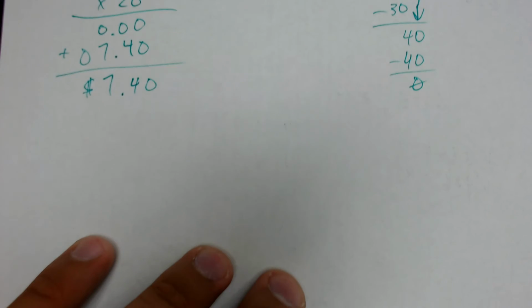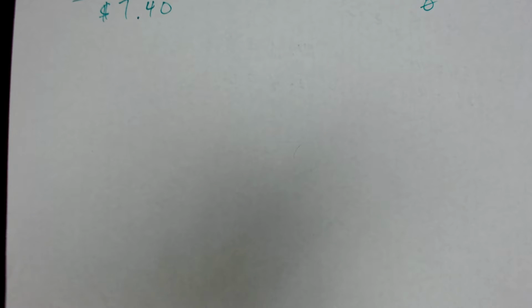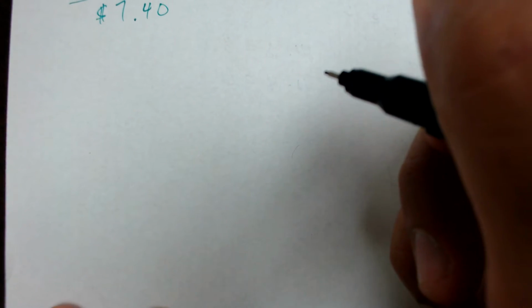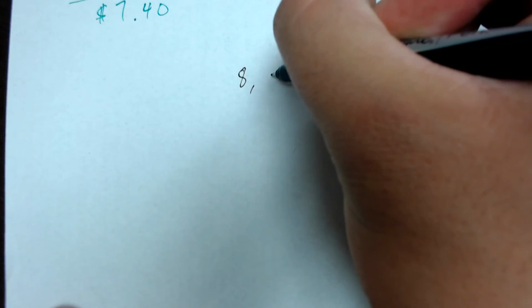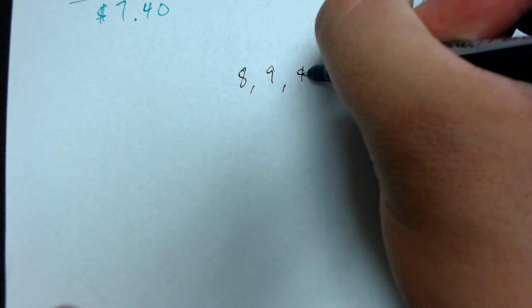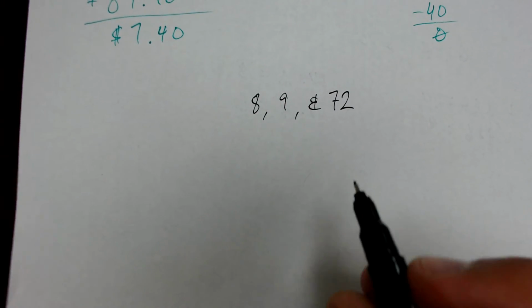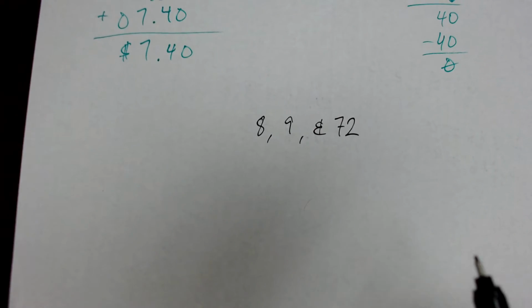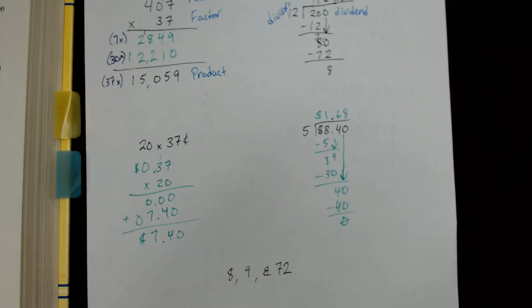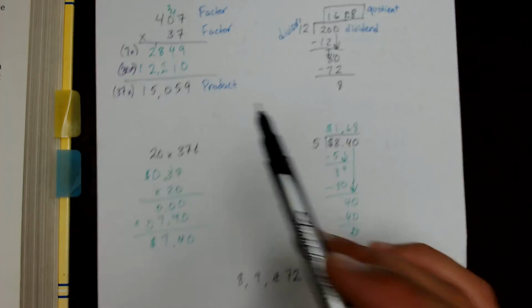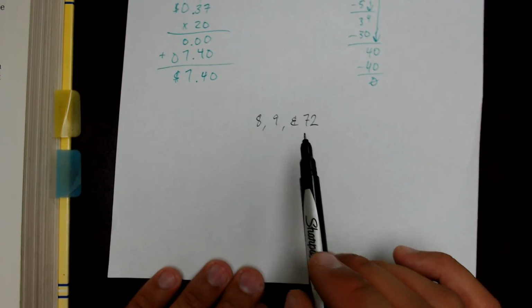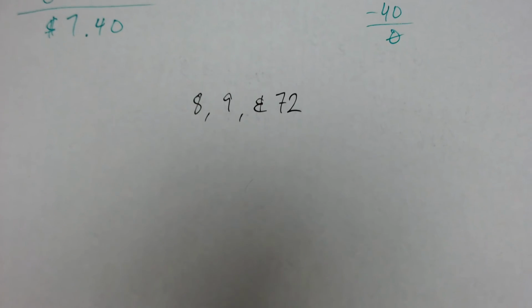The last thing we're going to be talking about is multiplication and division facts. So let's say we are given the following numbers. Let's say they give us 8, 9, and 72, and they want us to make 2 multiplication facts and 2 division facts. The multiplication facts are just like the addition facts. Instead of looking for the sum, I'm going to be looking for the product. So of these 3 numbers, the product is likely going to be 72 since it is the largest number.